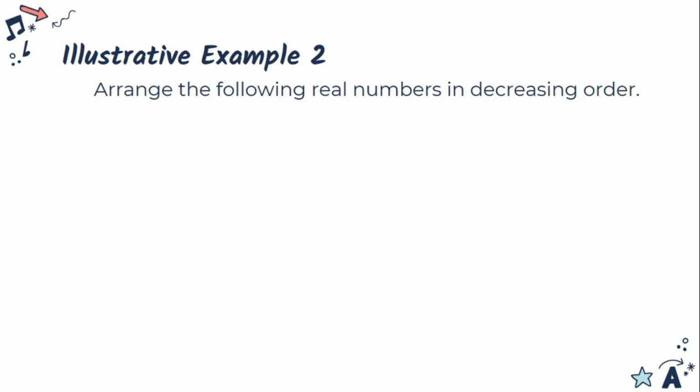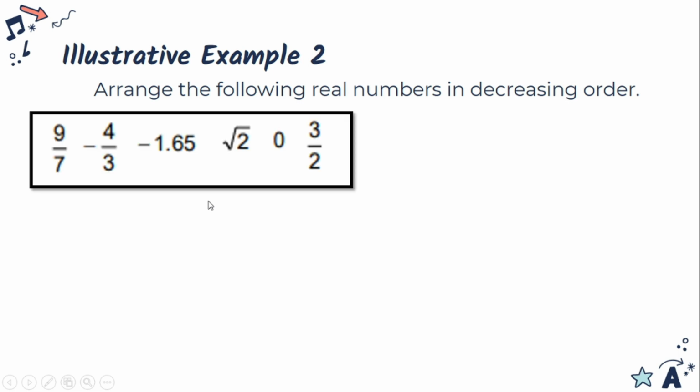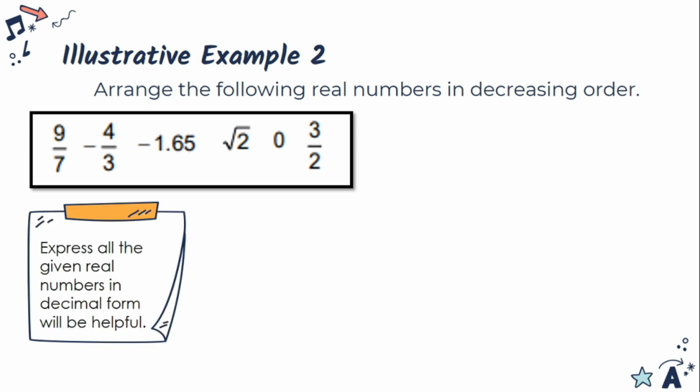This time naman, let's arrange the following real numbers in a decreasing order. Ibig sabihin, decreasing, pababa. Simula sa pinakamataas na value hanggang dun sa pinakamababang value. Okay, let's have this. 9 over 7, negative 4 over 3, negative 1.65, square root of 2, 0, and 3 over 2. So, una daw ulit natin gagawin is to express all the given real numbers in decimal form.